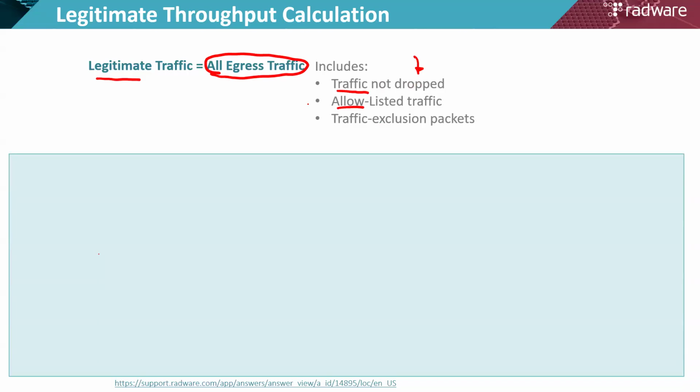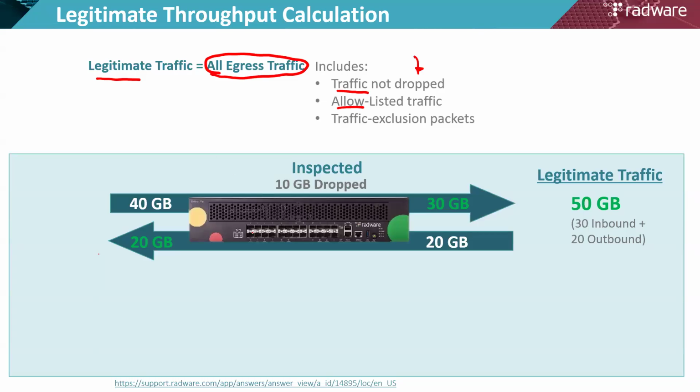I'll just give you an example so that you can understand it better. This is a Defense Pro device. Let's suppose this is the incoming port and this is the outgoing port, or the egress port. I'll just label it. So this is egress and this is ingress. The calculation would be on the egress port. Let's suppose we are receiving 40 Gbps of traffic. The Defense Pro inspects this 40 Gbps of traffic and let's suppose 10 Gbps of traffic is dropped.